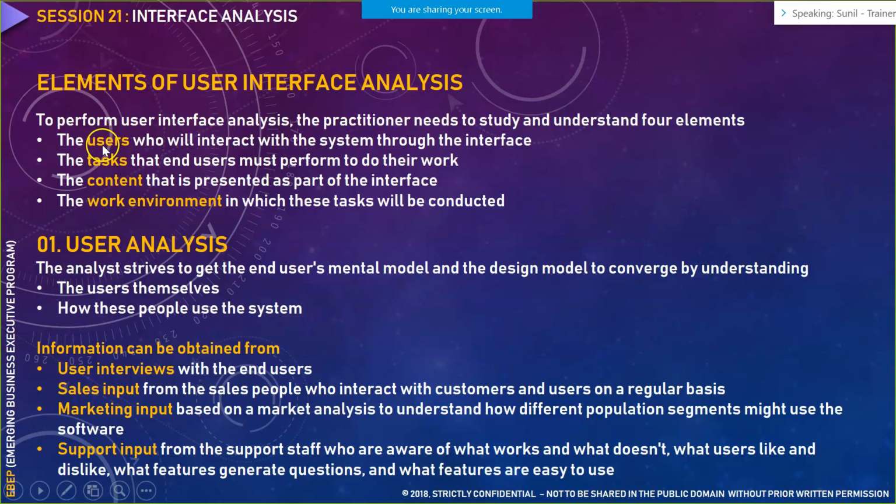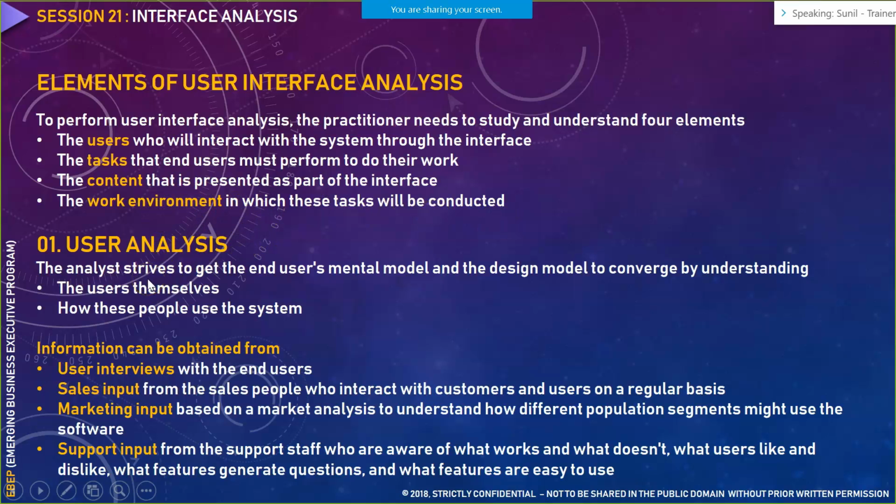So the first thing is the user who will interact with the system through the interface. So those are users. The tasks are what the end user must perform to do their work, what they would be doing in the system. And the content is what is presented as part of the interface, what you are presenting to the user, and the work environment in which these tasks will be conducted, essentially the environmental constraint.